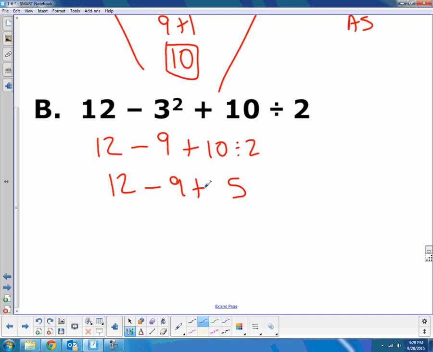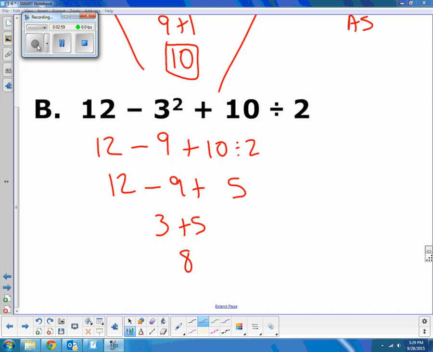Then I'm going to subtract. 12 minus 9 is going to give me 3. Plus 5 is going to give me 8. So our final answer then was 8.